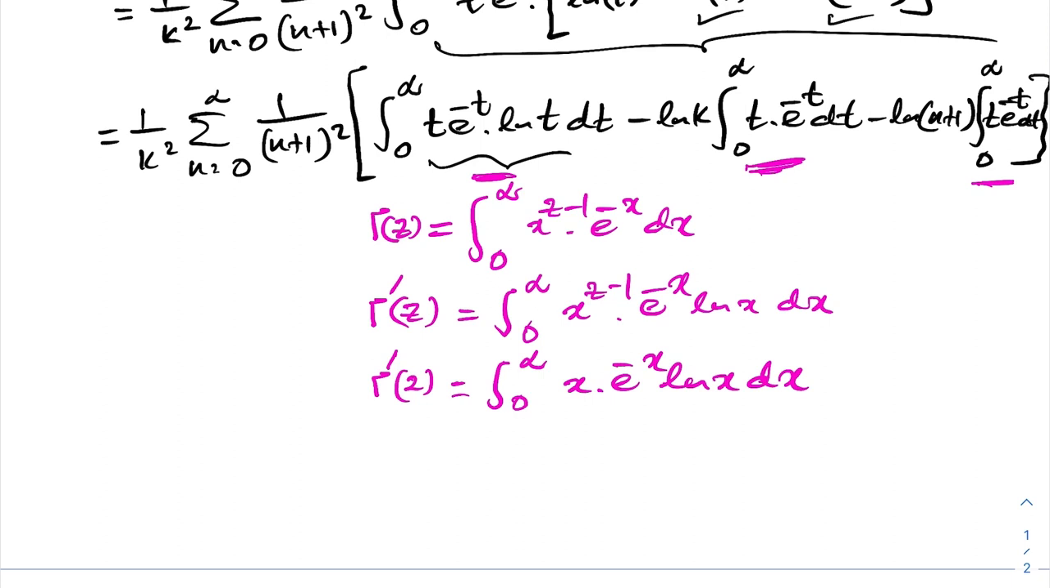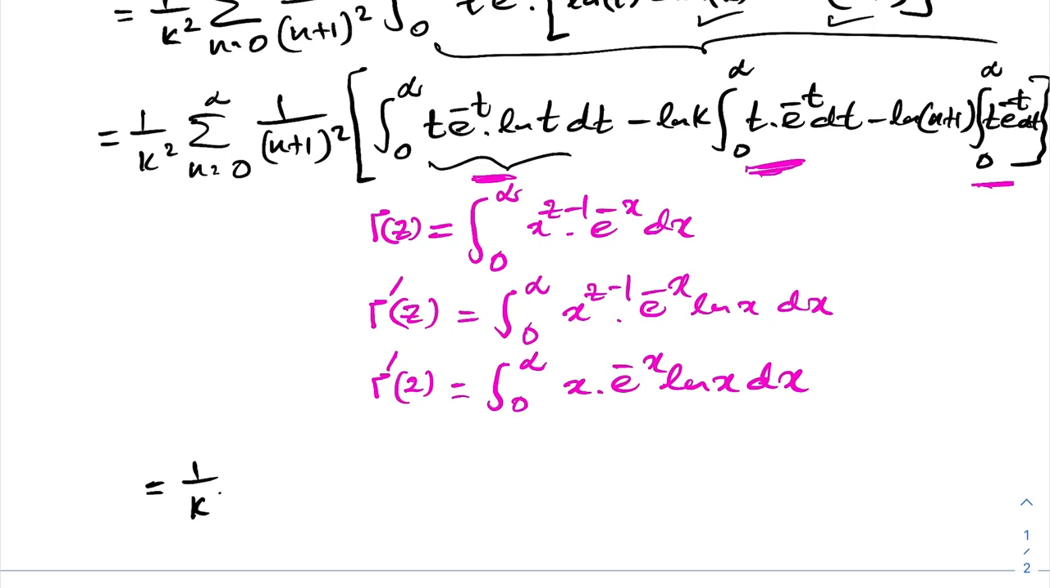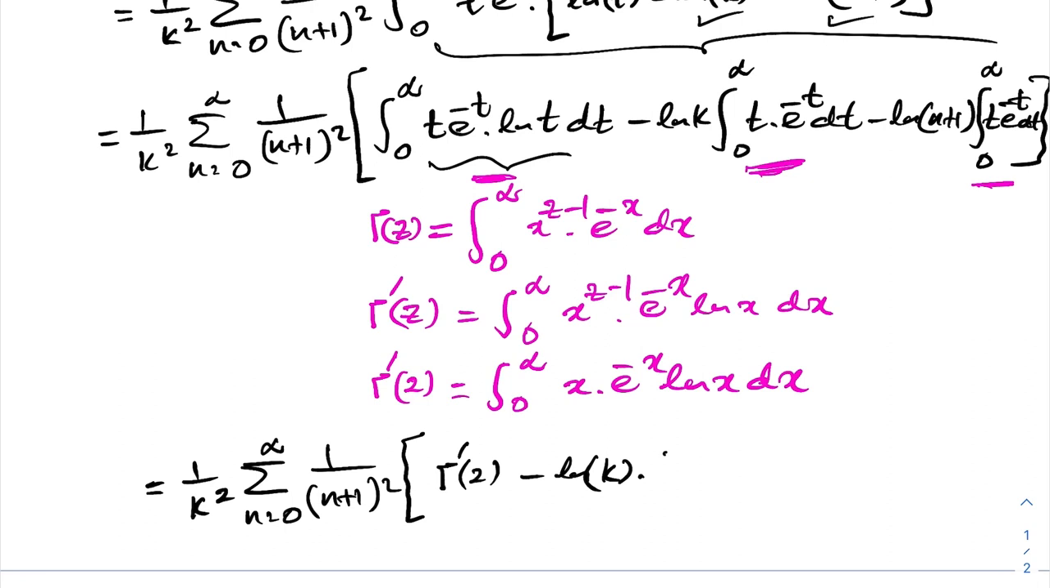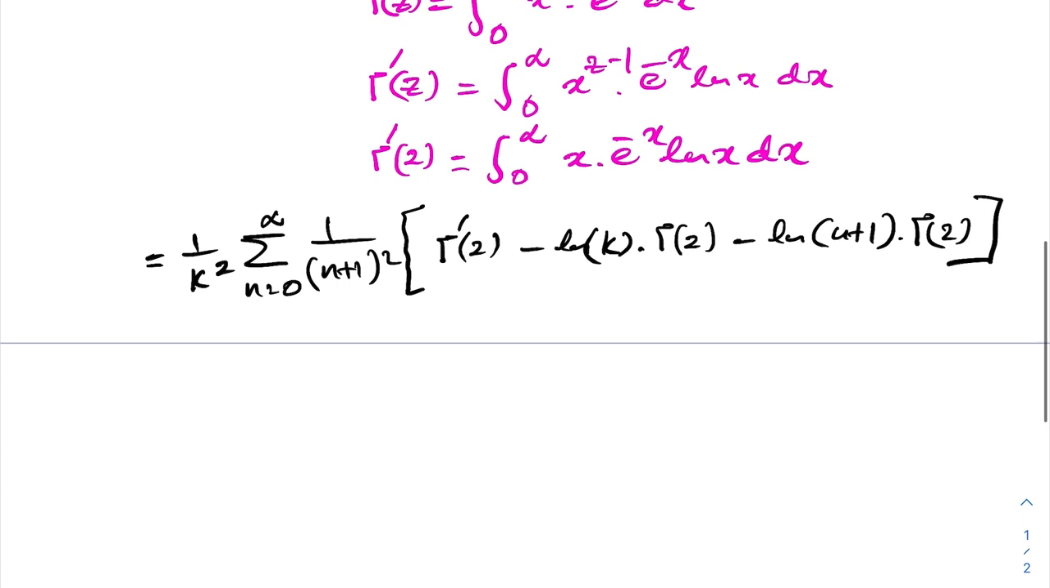So our integral is equal to 1 over k squared, then the sum of n equals 0 to infinity of 1 over n plus 1 perfect square times gamma prime of 2 minus natural log of k times gamma of 2 minus natural log of n plus 1 times gamma of 2. Okay, then here we have gamma prime of 2.